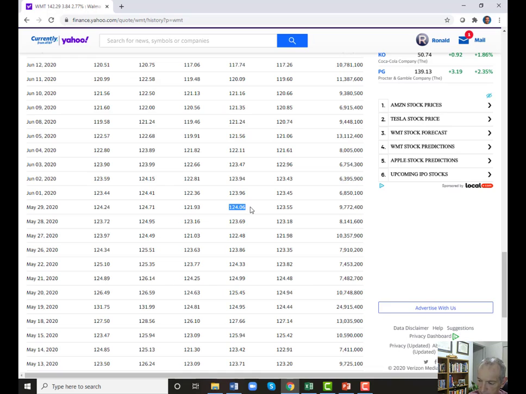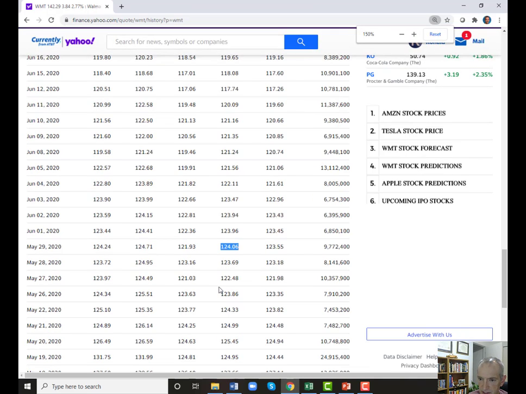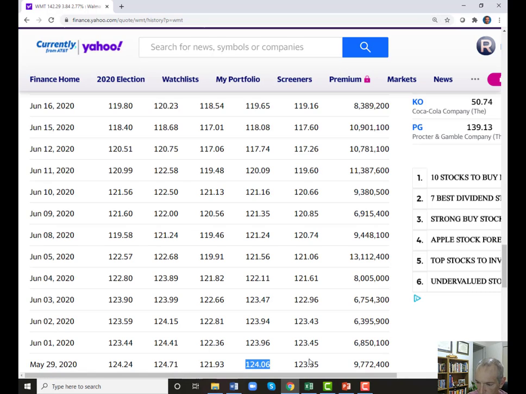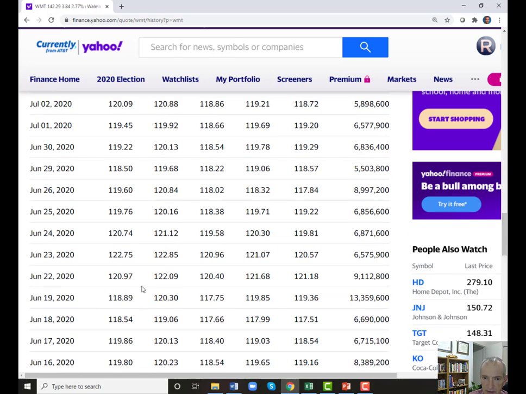On May 29th, you will see that Walmart's price on May 29th was $124.06. So that's the ending price for May and the beginning price for June's return, right? So when you're doing June's return, you want the last price from May. And then for June, we need the last price for June. So June 30th was 119.78. So you can see their stock price actually dropped quite a bit, from $124 down to $119.78, probably because of COVID-19, even though Walmart did very, very well.